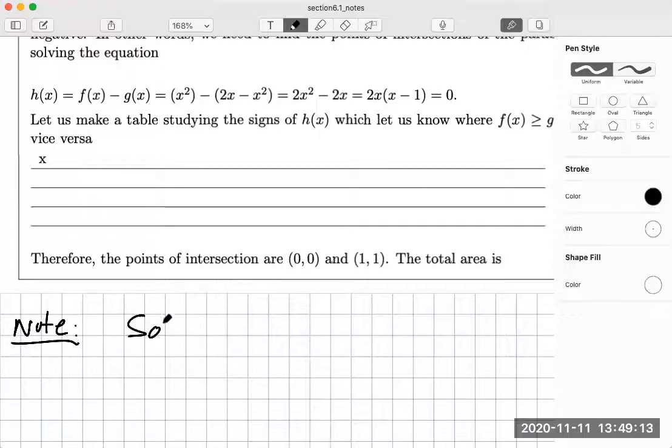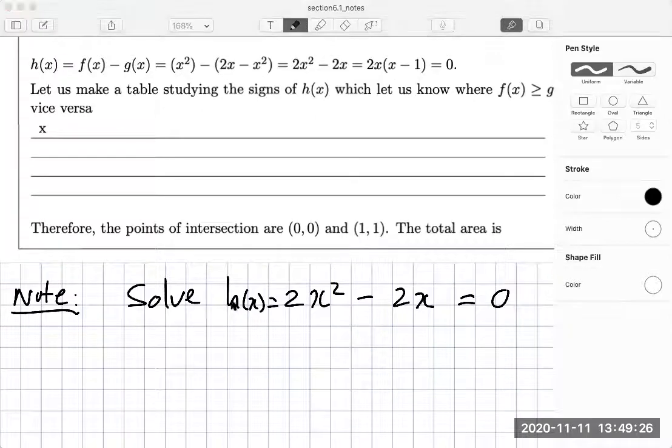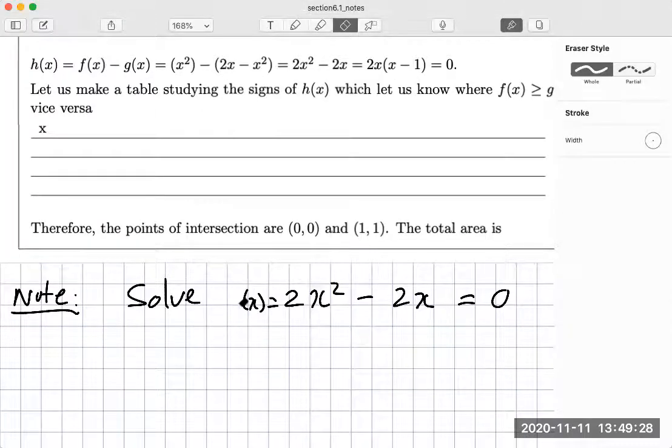We are solving 2x squared minus 2x is equal to 0, right? This is the function h, or f minus g. Some people will solve it this way.